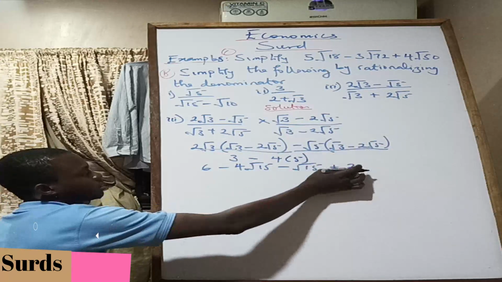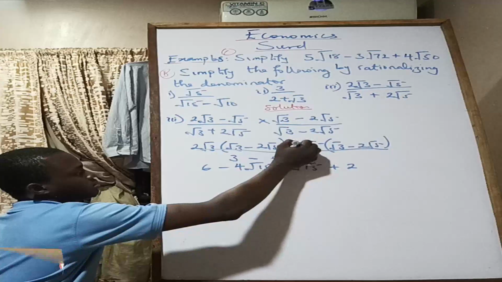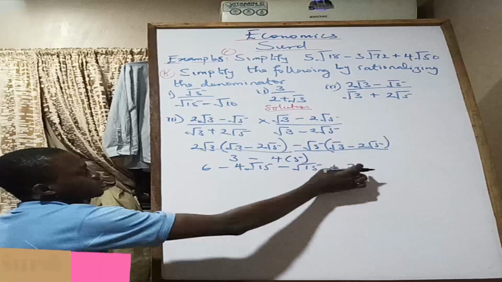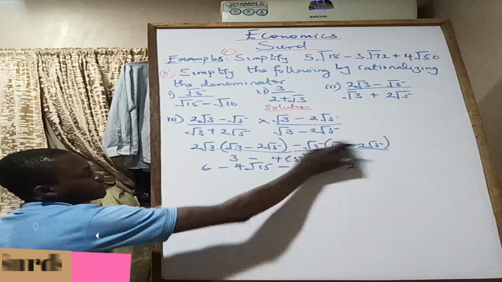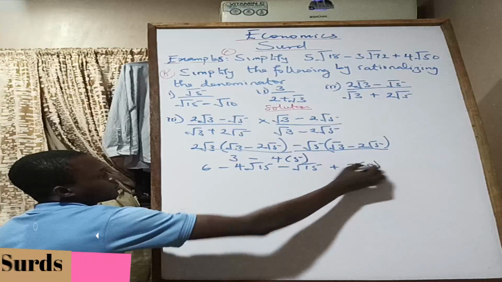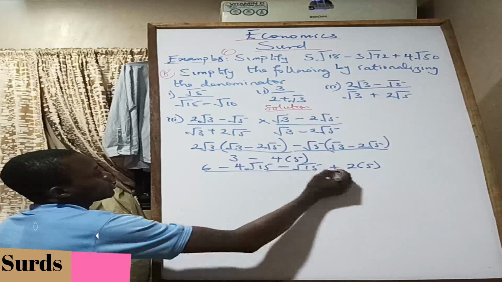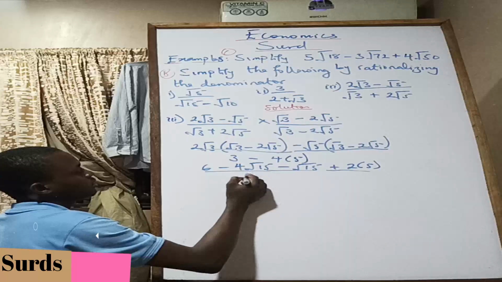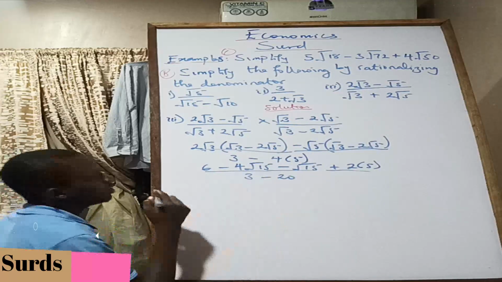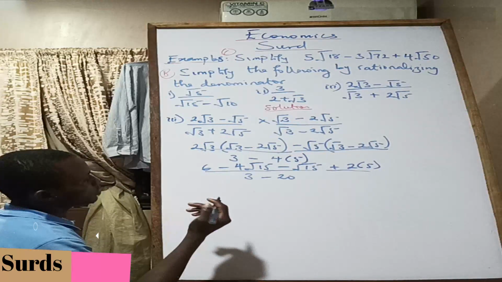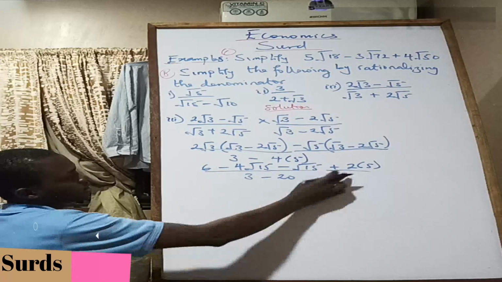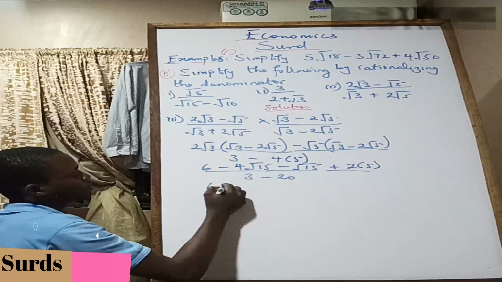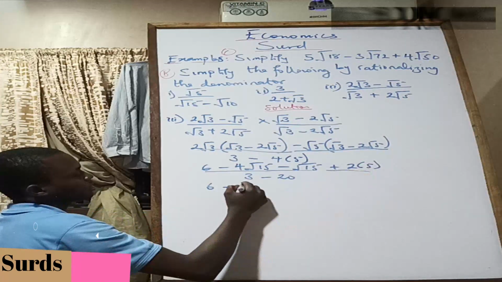Like the 2 here, 1 multiplied by 1 is here, that is not visible. 2 and 1 times that 2 is 2. Root 5 times root 5 is 5. So everything divided by 3 minus 20. Okay, so some things are common: 6 plus 10, since 2 times 5 is 10.